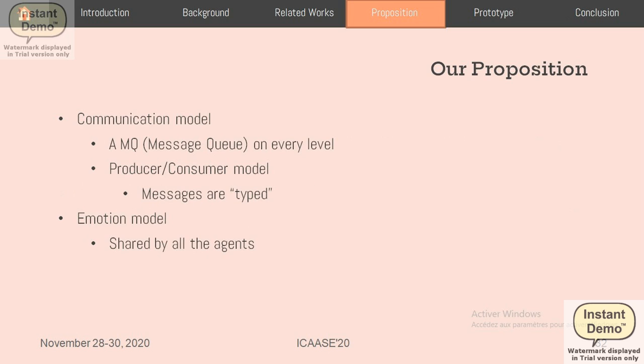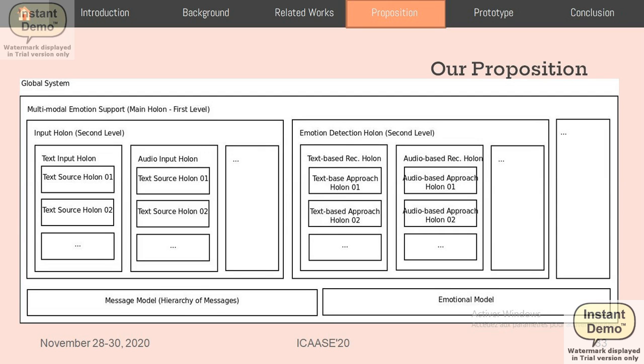Communication model is designed as a message queue communication mechanism. The design can be implemented on the different available multi-agent platforms. In addition, the system components must share a unique emotion model. Consequently, the system architecture will be as follows. We can observe that every level can be seen as a multi-agent system. The hierarchy deals with complexity in a simple and transparent way, and the effective process is well preserved.